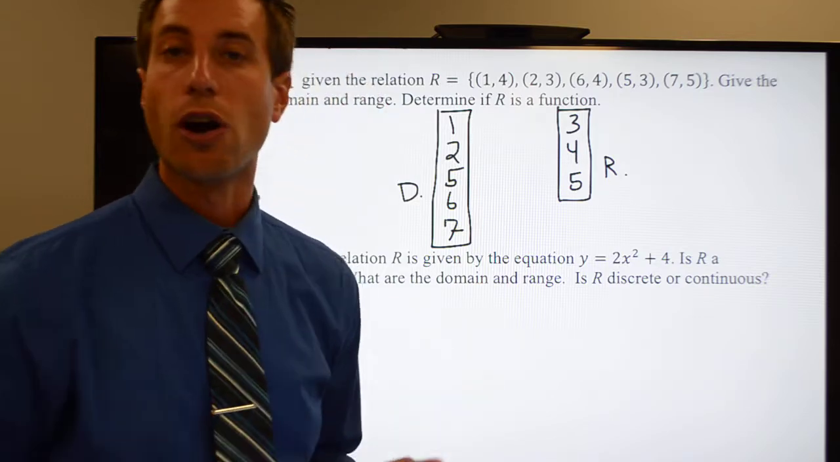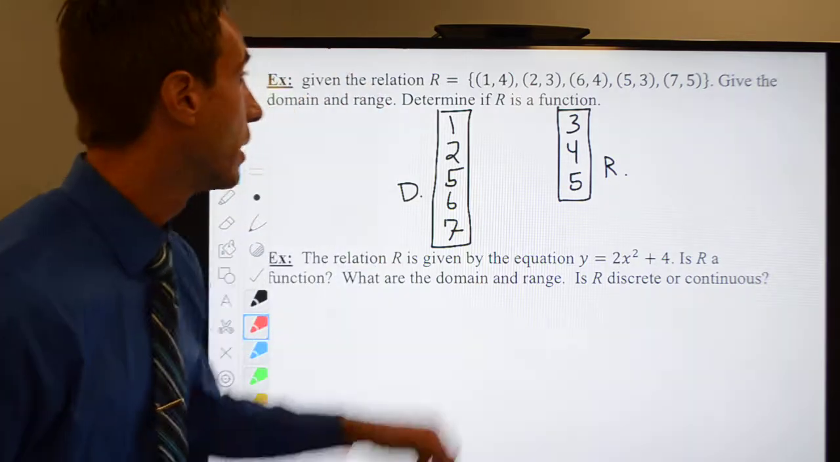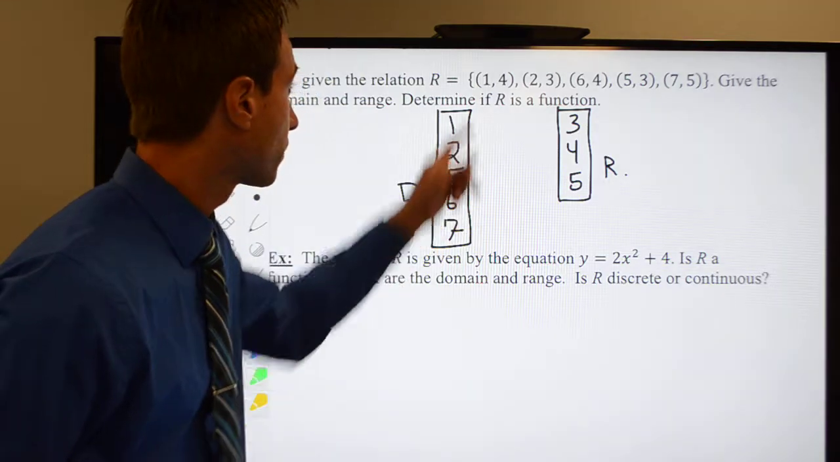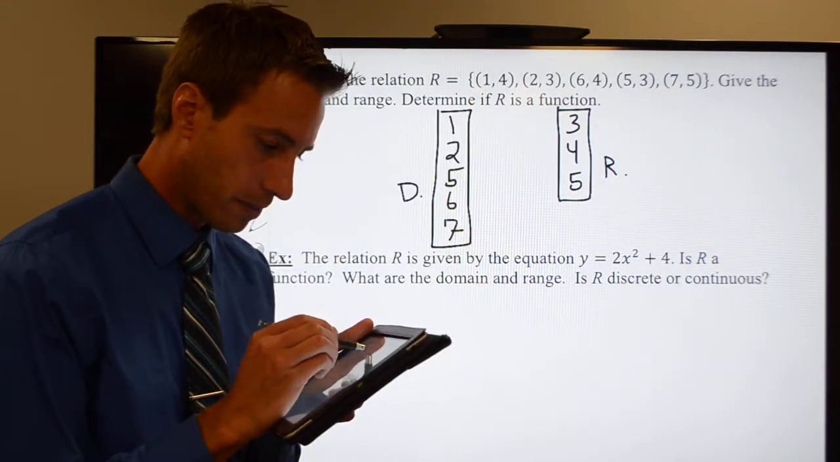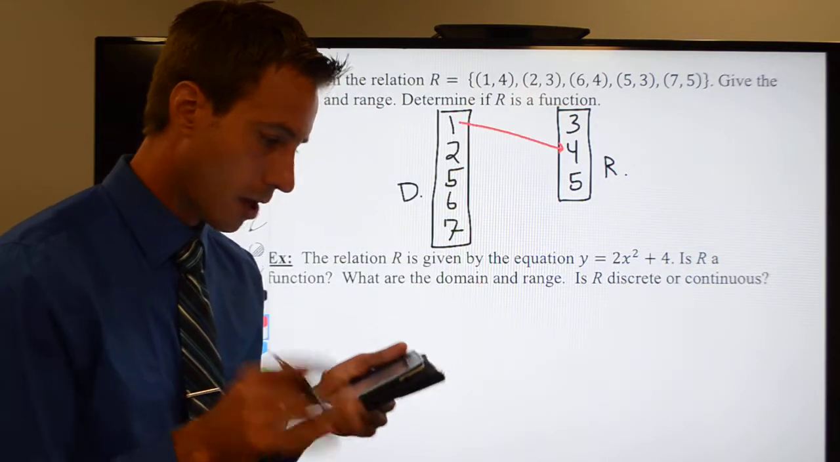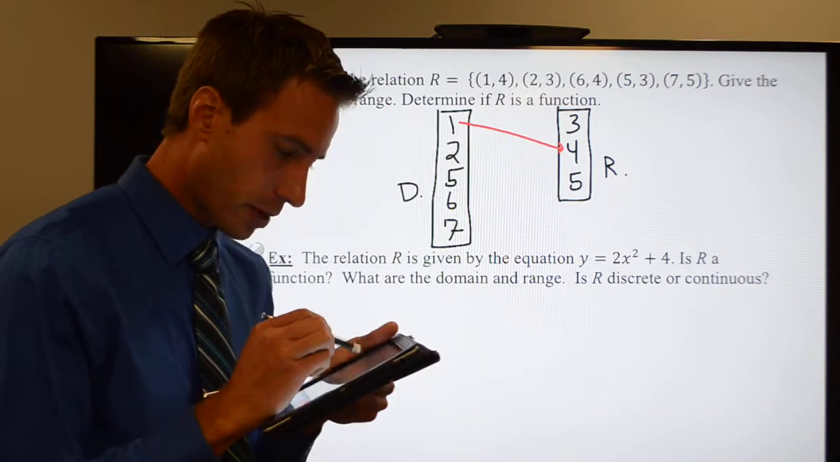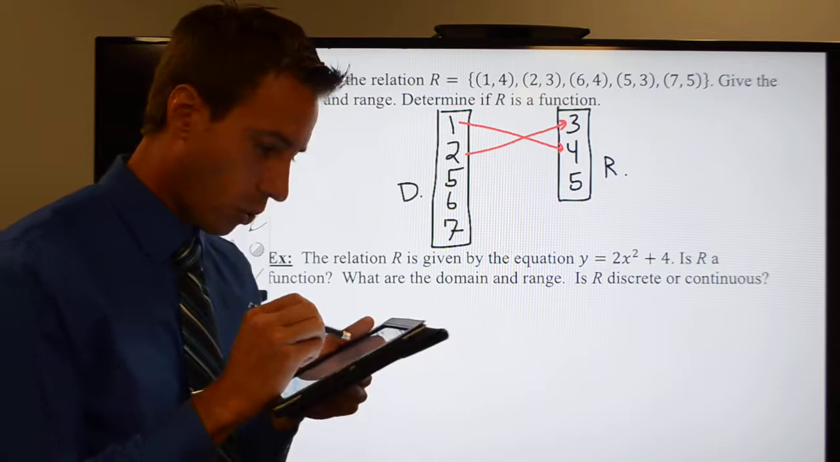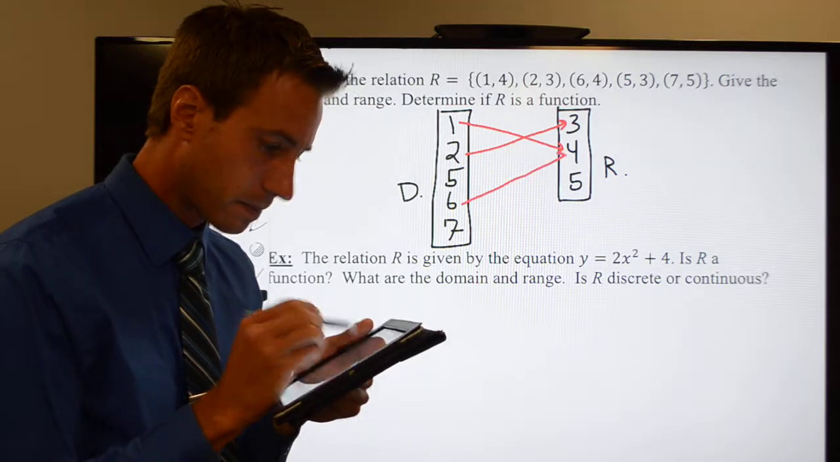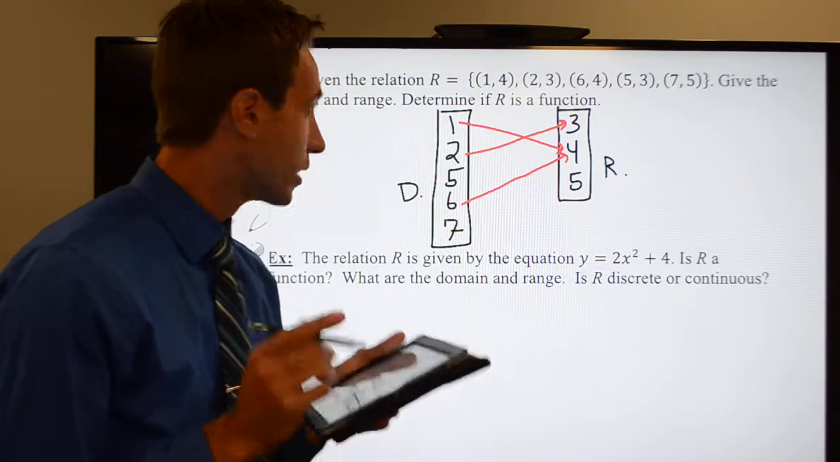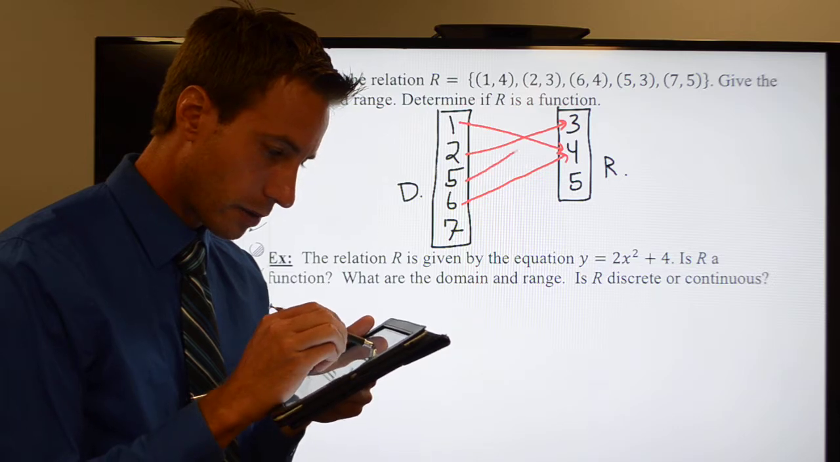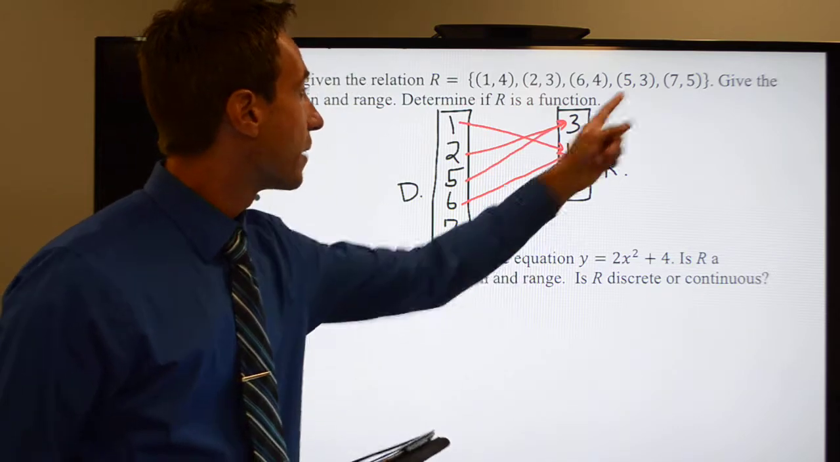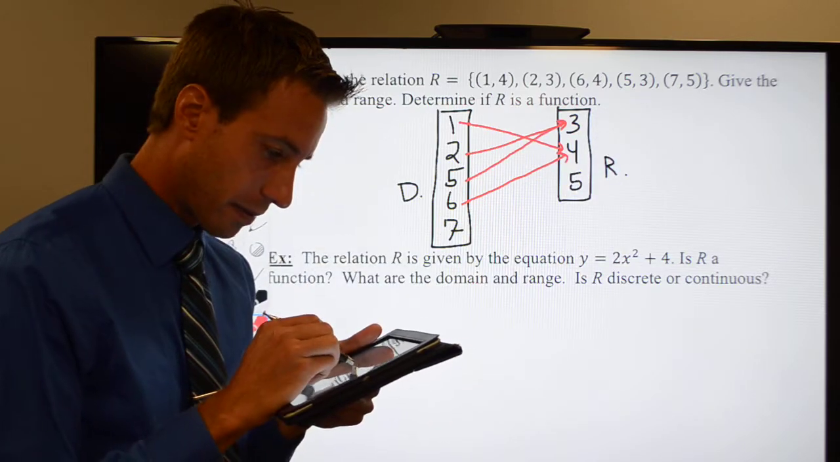Now, let's draw our arrows. This will help me figure out, is it a function? 1 goes to 4. 2 goes to 3. 6 goes to 4. I have 5 going to 3. And I have 7 going to 5.